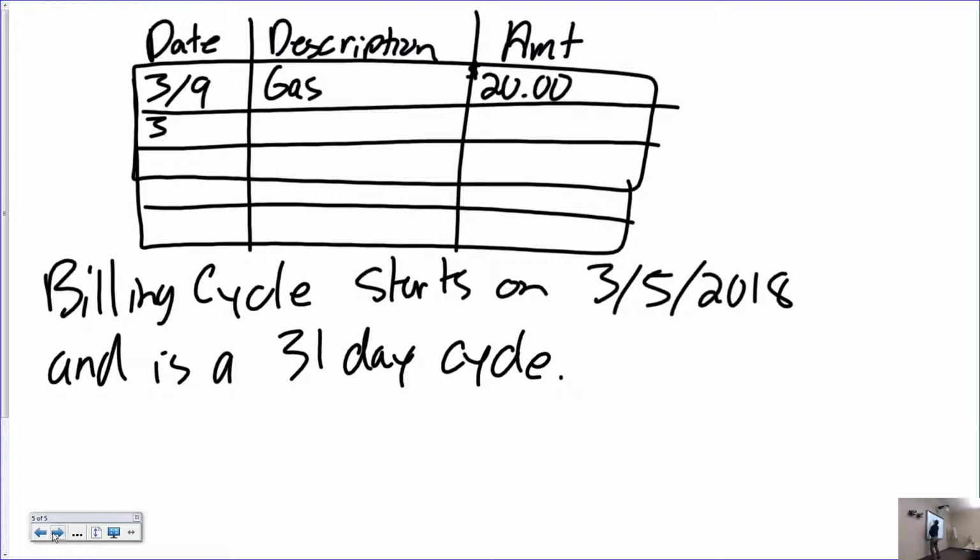All right, let's suppose that then on March 12th, what did I have to buy? Food. It was me going to the grocery store, so it was only $50 instead of $200 like my wife. She buys real food, I don't. All right, then let's suppose that on March 22nd, what did I need to buy? Clothes. Was it me or my wife? Me? Okay, so then it was probably $80. A pair of slacks and a shirt.